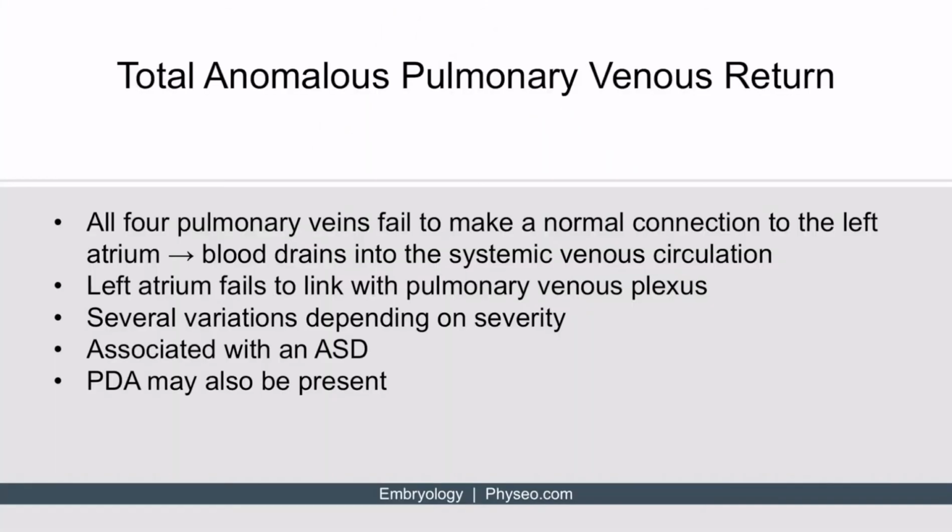All right, moving on to total anomalous pulmonary venous return. This is a congenital heart disease in which all 4 pulmonary veins fail to make a normal connection to the left atrium. This results in blood draining into the systemic venous circulation. This condition arises from failure of the left atrium to link with the pulmonary venous plexus. There are several anatomical variations of total anomalous pulmonary venous return, depending on the severity of the abnormality. It's associated with atrial septal defects, and a PDA may also be present.